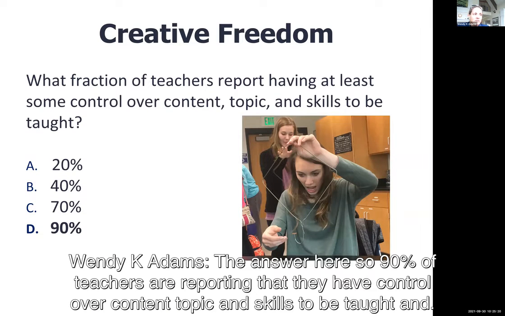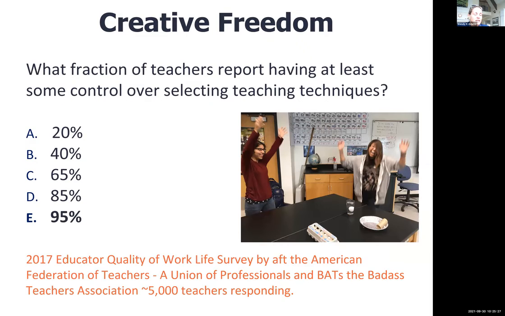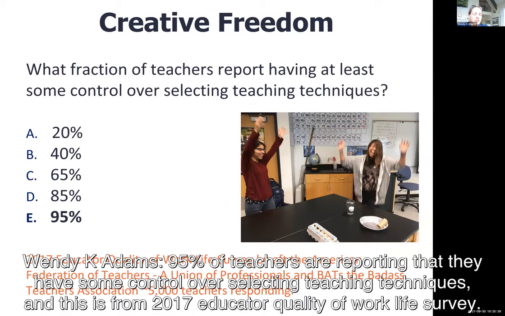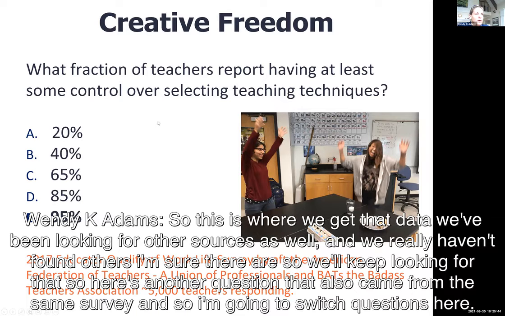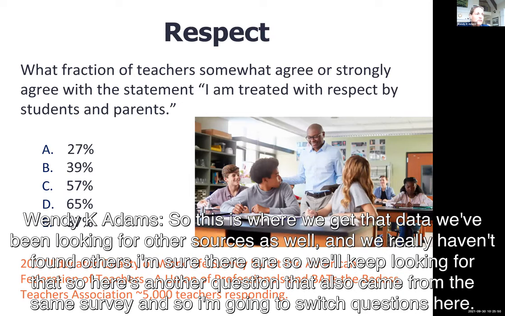So 90% of teachers are reporting that they have control over content, topic, and skills to be taught. And 95% of teachers are reporting that they have some control over selecting teaching techniques. And this is from a 2017 Educator Quality of Work-Life Survey that was done by a teachers union and also the Badass Teachers Association. So this is where we got that data. We've been looking for other sources as well, and we really haven't found others. I'm sure there are, so we'll keep looking for that.